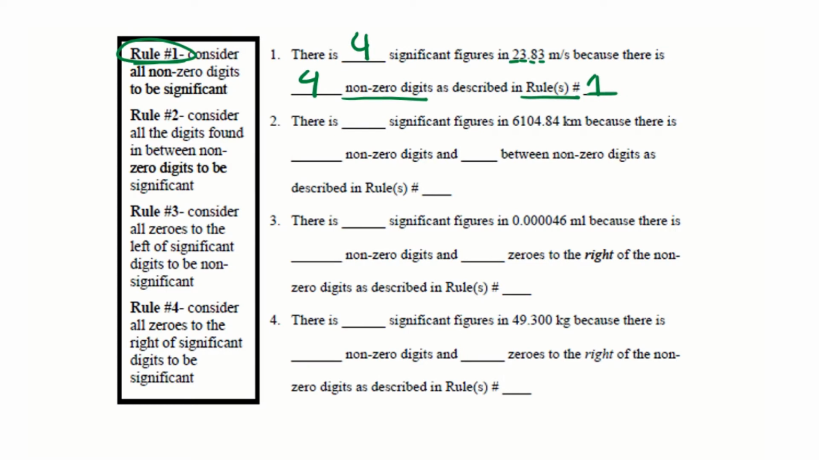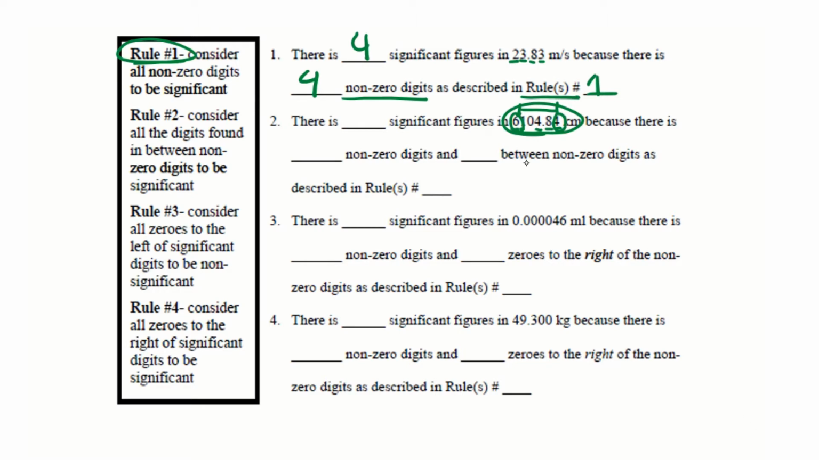Okay, so rule number 2, consider all the digits found in between non-zero digits to be significant. So if you have non-zero digits, then that means that any of the numbers that are in between those non-zero digits are going to be considered significant. Doesn't matter if they are actually zeros. So for instance, they're giving us this value here. Well, we know this is non-zero, non-zero, non-zero, non-zero, non-zero. Well, this is my non-zero, and here's another one. So that means that all of the digits in between these are going to be significant.